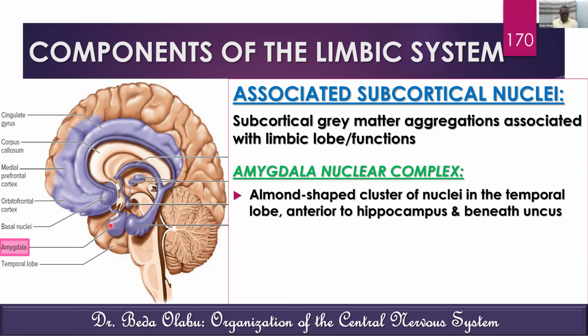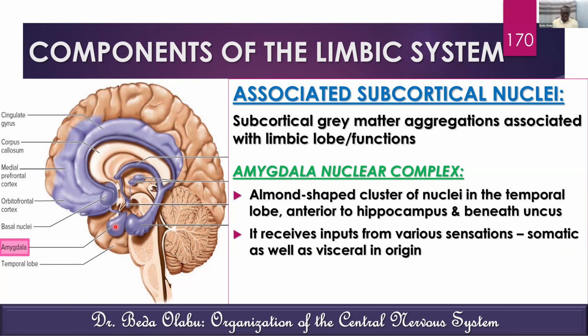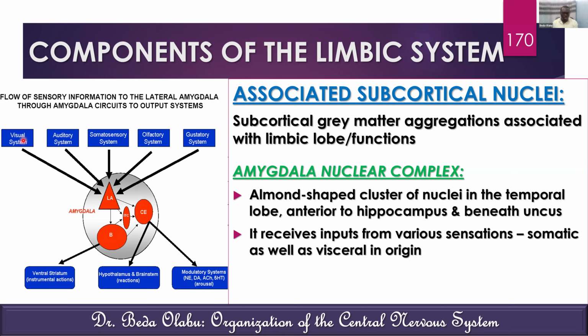Now the nucleus is located anterior to it. So that's why if you take a coronal section anterior to the hippocampus, you'll see the nucleus, but you don't see the formation. If you take a coronal section through here, then you will see the formation and you will not see the amygdala nuclear complex. Important to note is that this cluster of nuclei receives input from various sensations, whether somatic or visceral. There's no distinction. It actually receives from multiple sensations, from vision, hearing, somatic sensations like pain, pressure, position sense, olfactory system, and taste system. They project information to the amygdala.